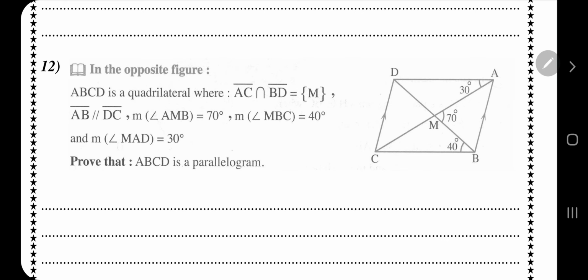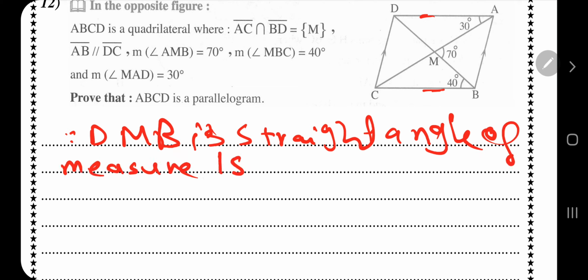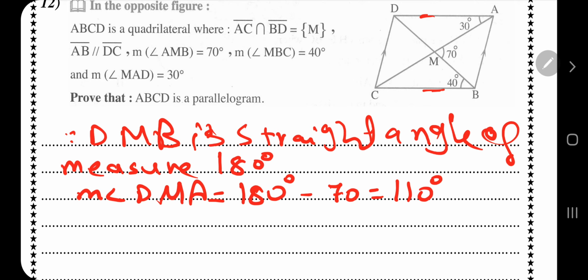The next one, he asked me to prove that this figure is a parallelogram. I can prove that by using parallelism. He gave me AB parallel to CD. I will try to prove that BC is parallel to AD. Since DMB is a straight angle of measure 180, that means measure of angle DMA equals 180 minus 70, which is equal to 110.